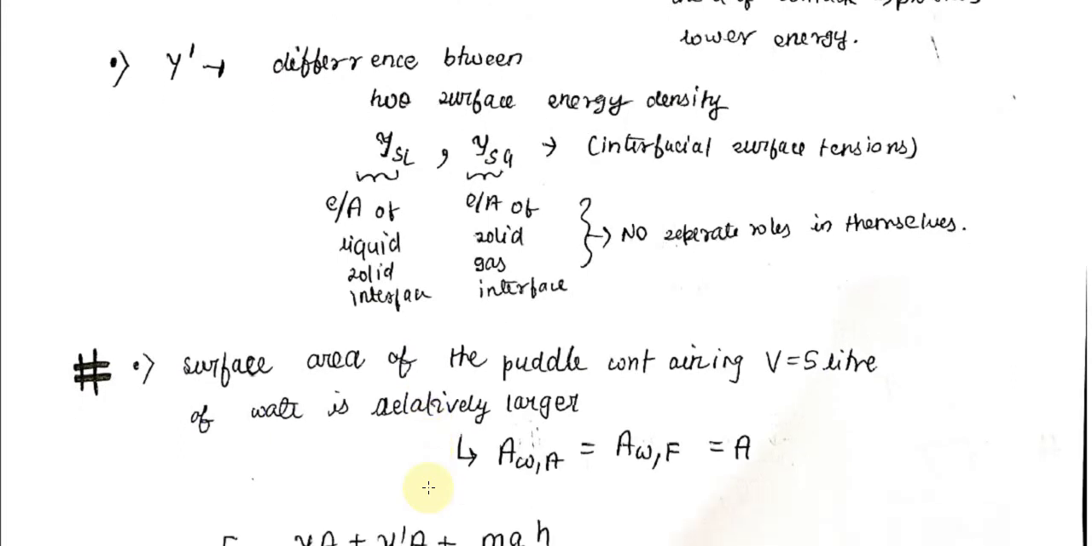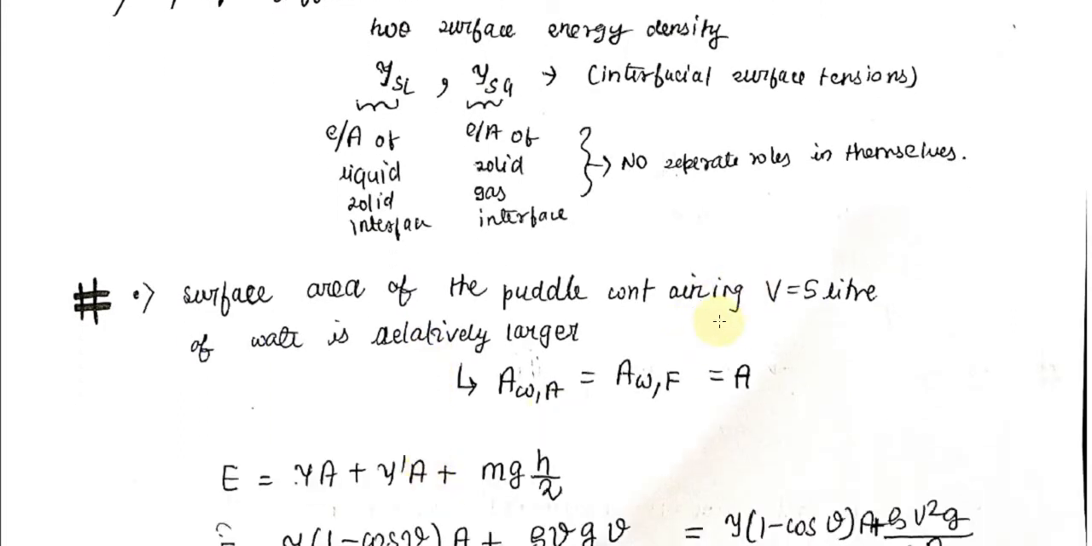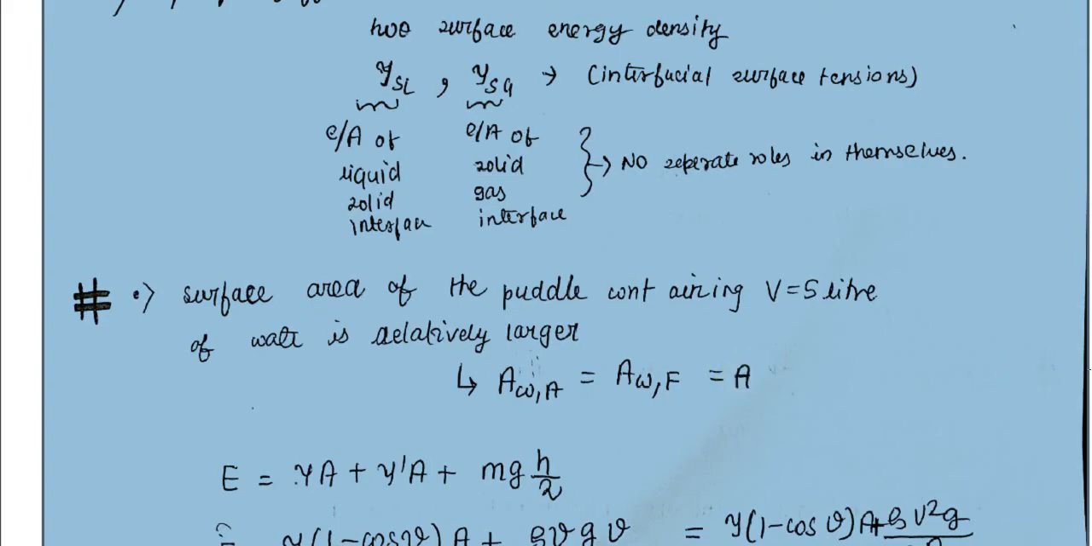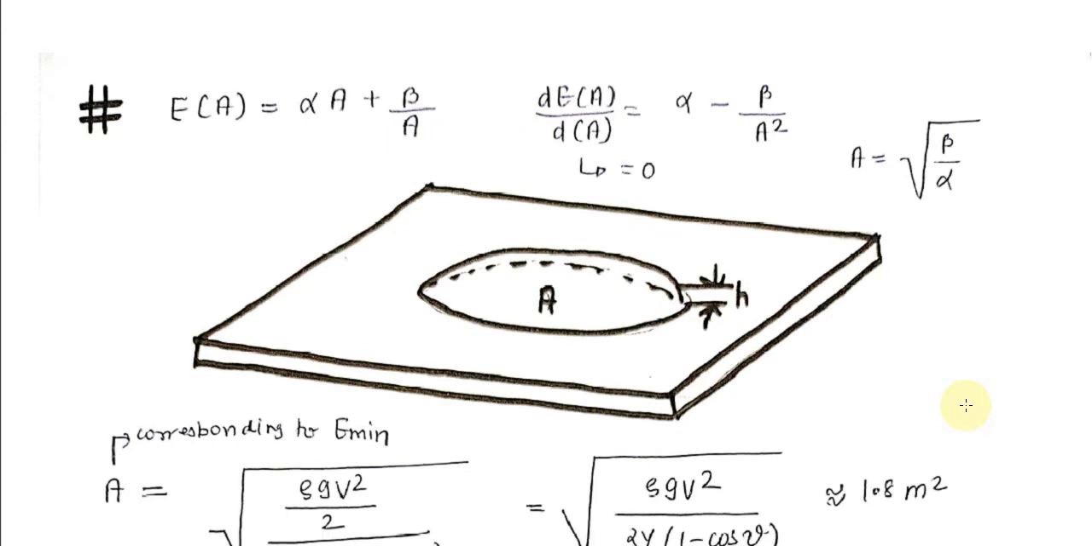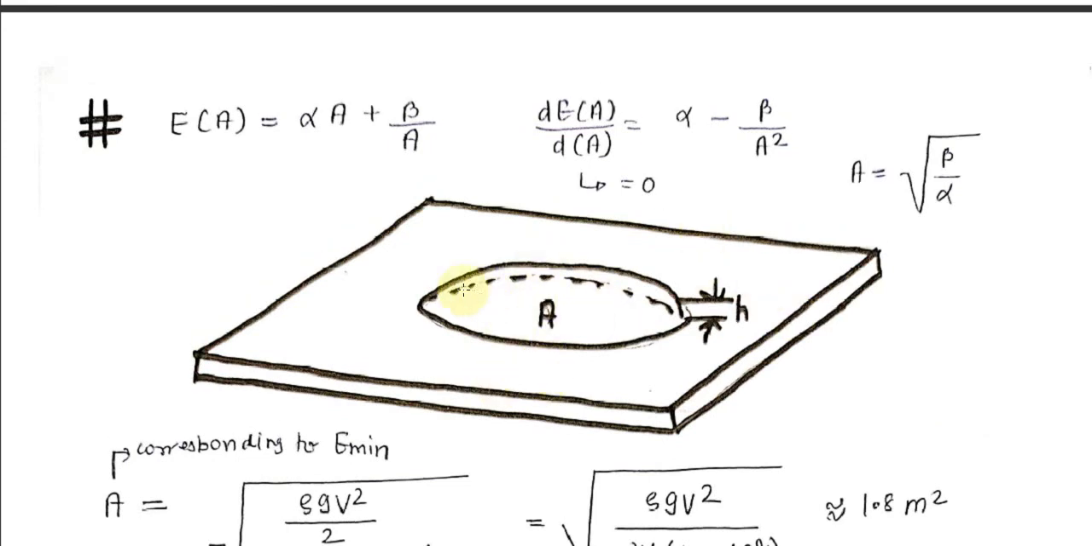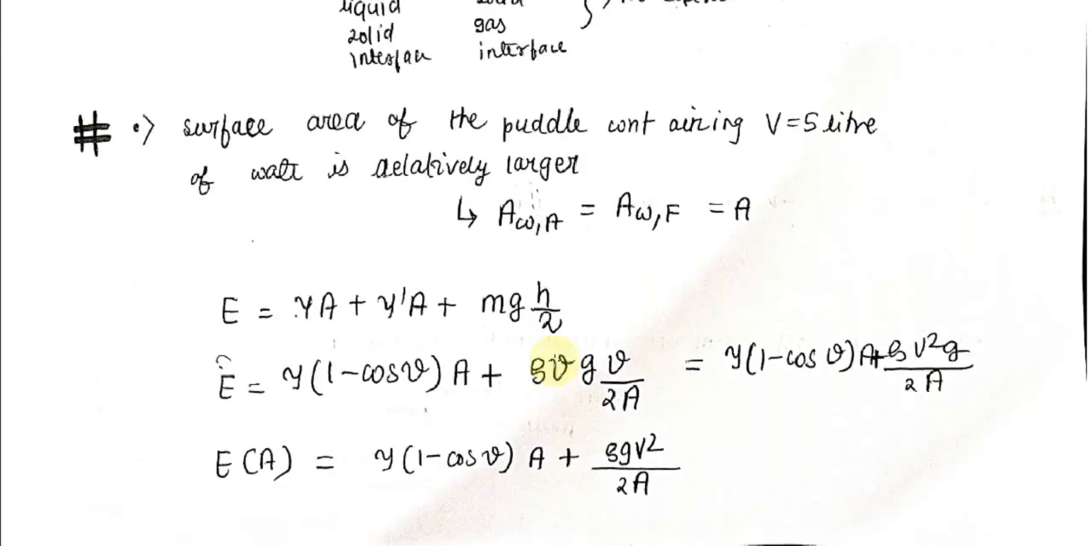Okay, so here I can say the surface area of the puddle containing volume V equal to 5 liters of water, and the relatively large area of the water floor interface must be taken as A because the area is large. For that approximation I should show you one figure. As you can see, since the water drop is very large, this curvature area is similar to the floor area because the puddle is relatively large, so both areas are the same.